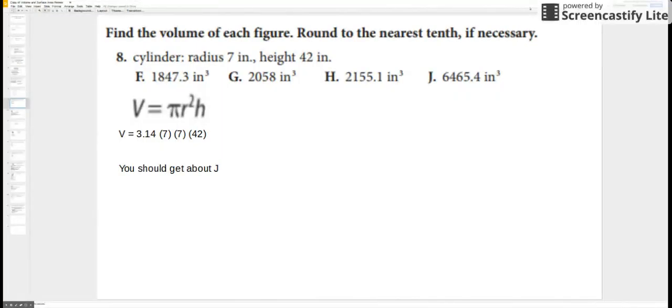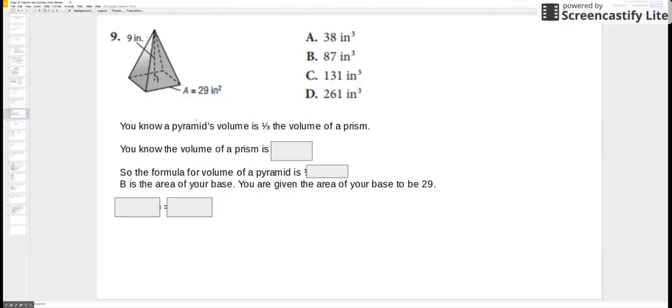All right, so next question. Volume of the pyramid. You know that a pyramid's volume is 1/3 of the volume of a prism. The volume of a prism is just big B times height, the area of the base times your height. Area of the base is 29, and the height is 9. Now, you know that it's 1/3 though. The pyramid is 1/3 of a prism, so your formula is 1/3 big B times height. So you just plug in 1/3 times big B, 29, times your height to get 87.